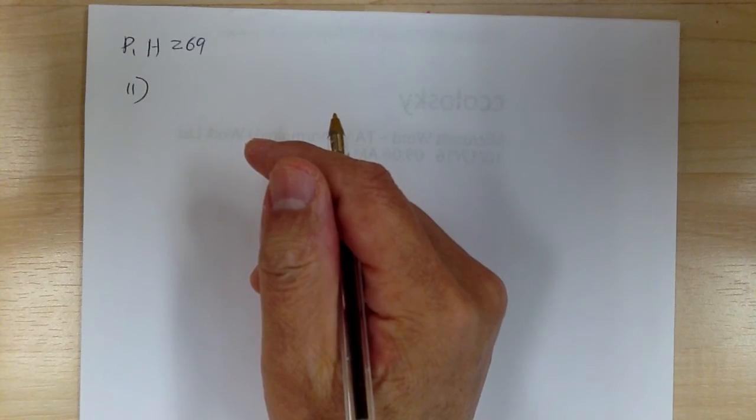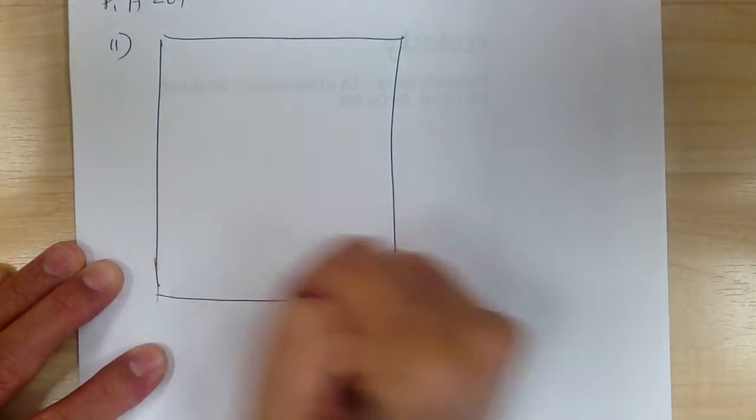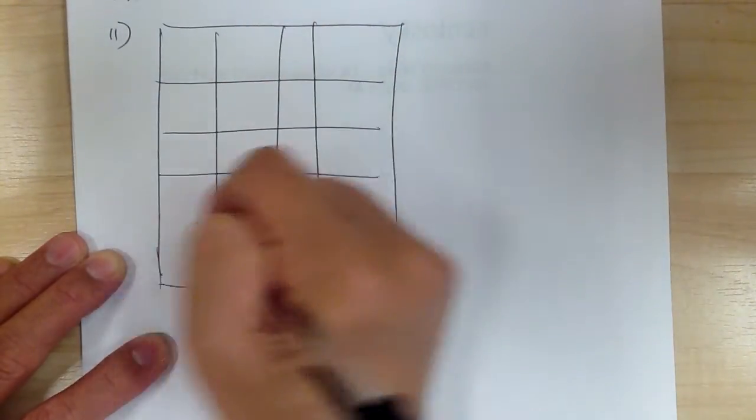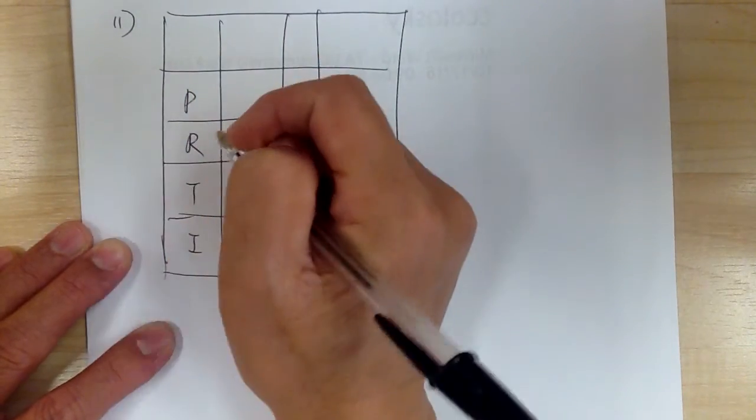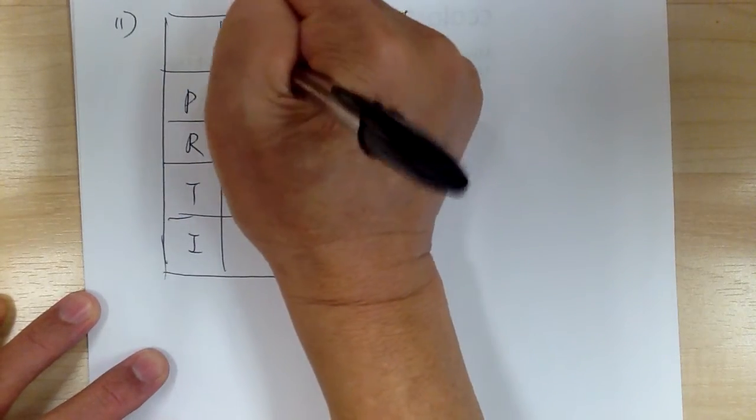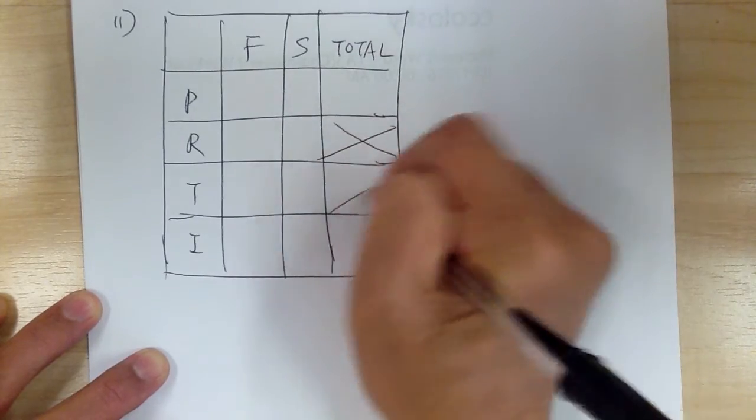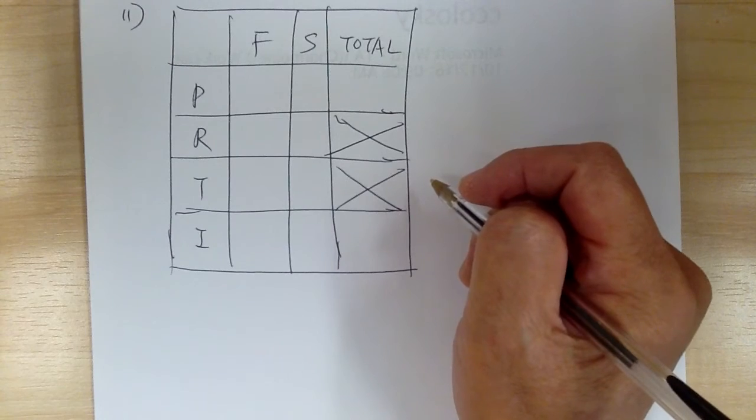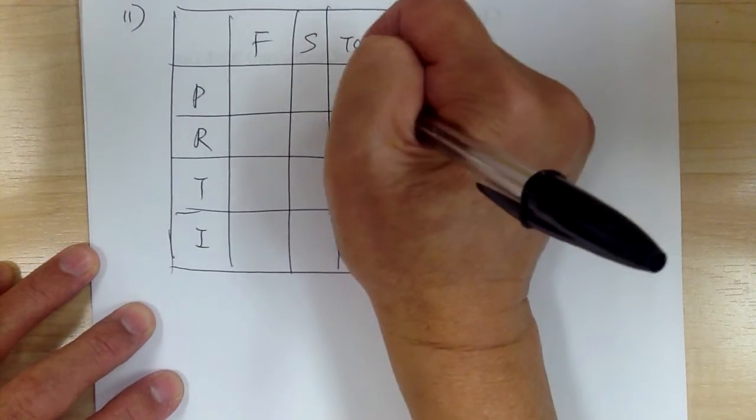Number 11, read through the problem. Again, it's an investment problem. Make the chart. So this is PRTI. And again, there are two accounts, so it's first, second, total. And cross those two blanks out. Okay, so let's go and read. It says Diane Ward invested $8,000 into two separate accounts. So 8,000 is the total.